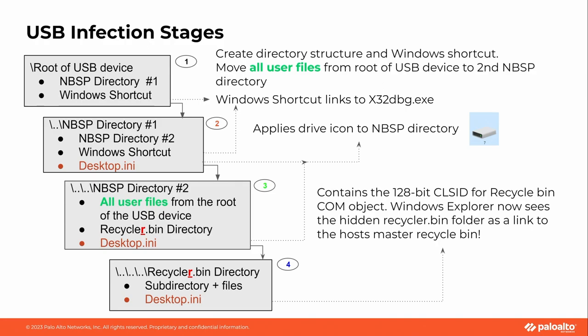For those who ever wondered, how do I create a recycle bin on a USB device? It's quite simple. Create a directory, set its attributes to hidden, and as a directory, create a desktop.ini, put the COM class ID of the recycle bin, and Windows Explorer will now treat that directory that you created as a recycle bin. So now if you ever click on that, it will take you to the master recycle bin, and the files directory that was created under it is no longer accessible or viewable.